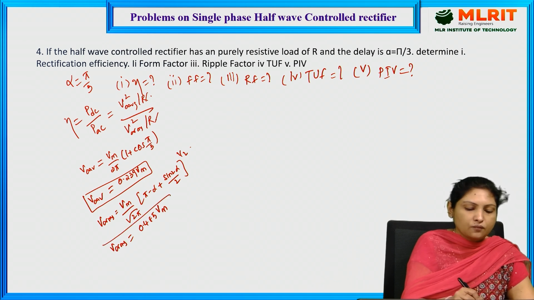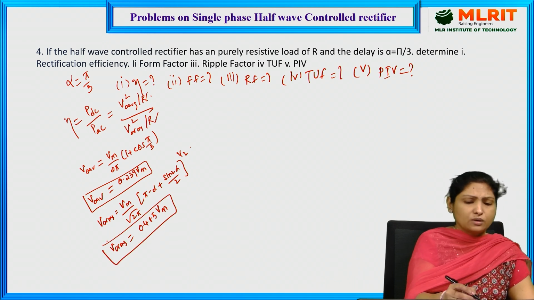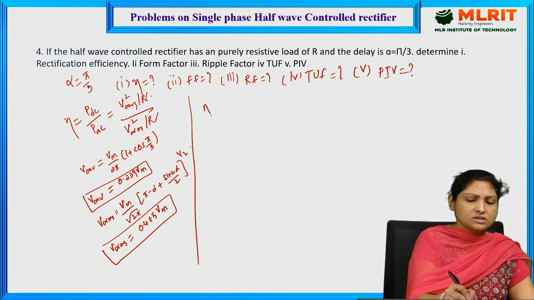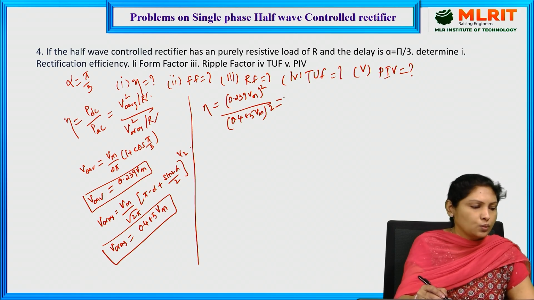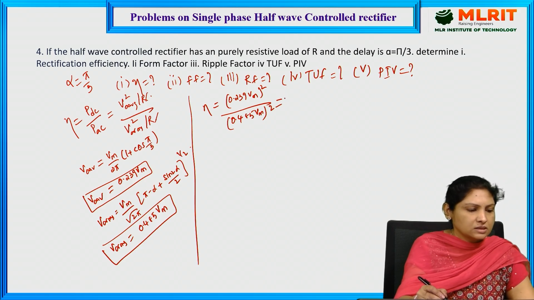And since we have got both of these, we can find out the efficiency. That is, efficiency is equal to V naught average square divided by V naught RMS square, and if you solve this, we get the efficiency.